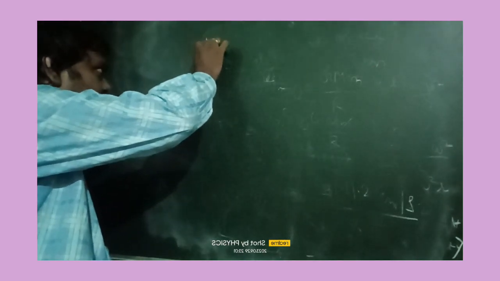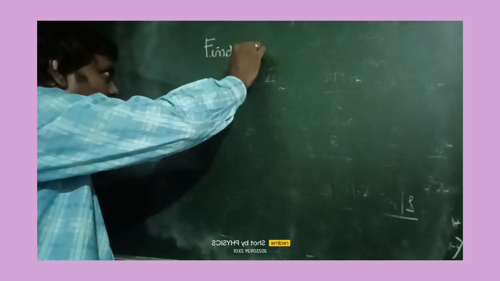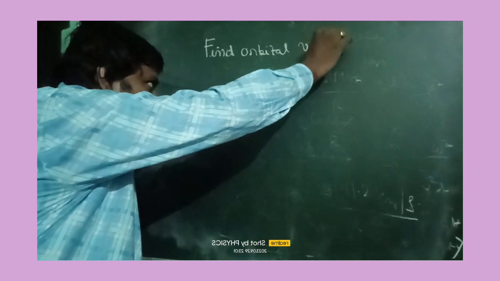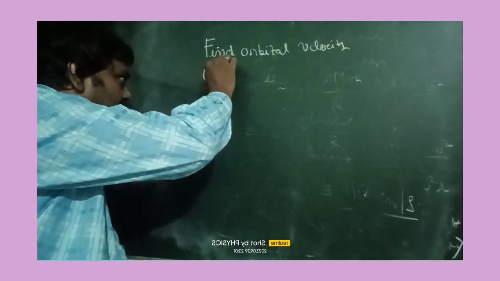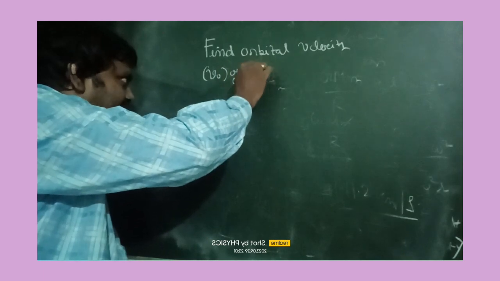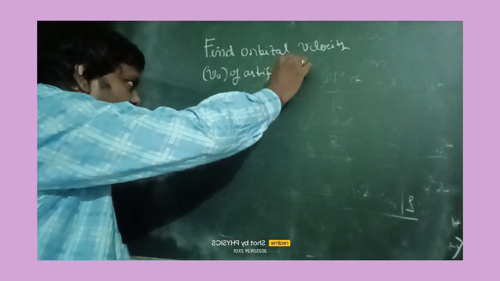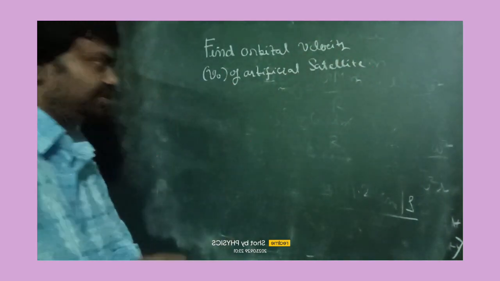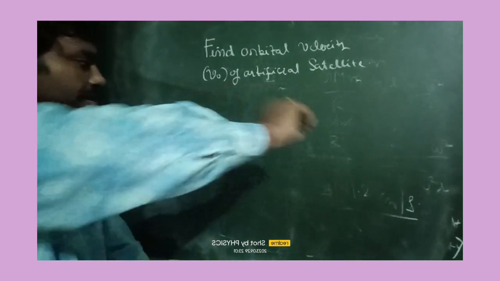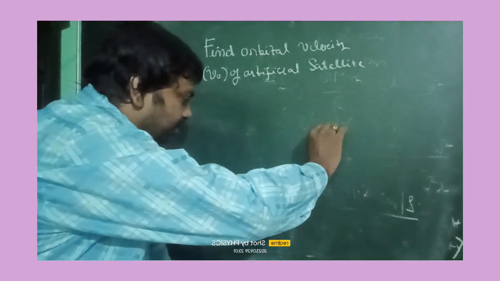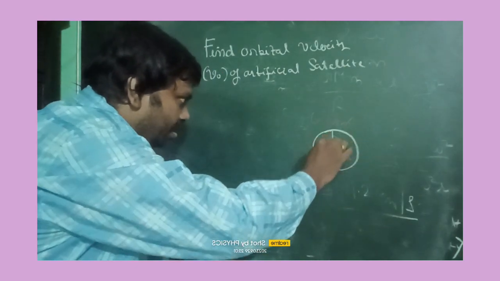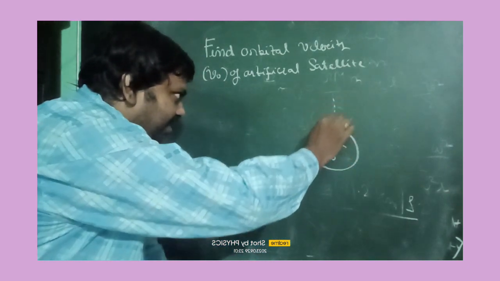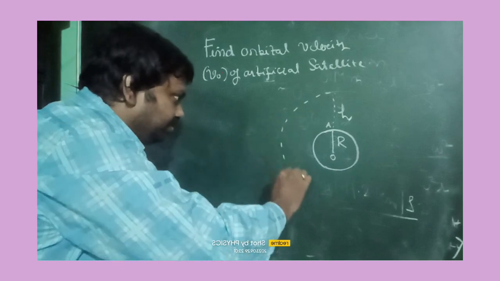Now to find this, to find the orbital velocity, that is V0, of the artificial satellite. Now to draw the path of the satellite, first draw the Earth of radius R, this OA, now at a height of small h. This is the orbit.